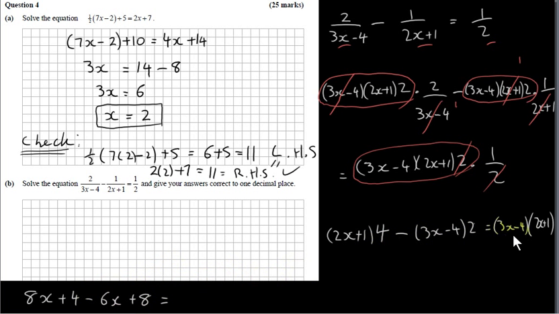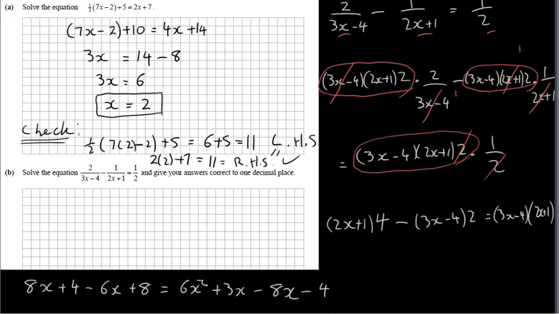On the right hand side, we have 3x by 2x plus 1. 3x by 2x is 6x squared. 3x by 1 is plus 3x. Then we multiply minus 4 into these two terms. Minus 4 by 2x is minus 8x. Minus 4 by plus 1 is minus 4.